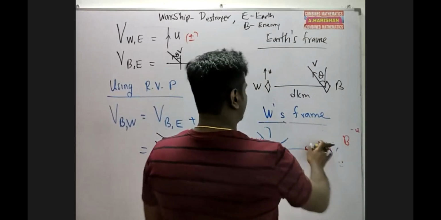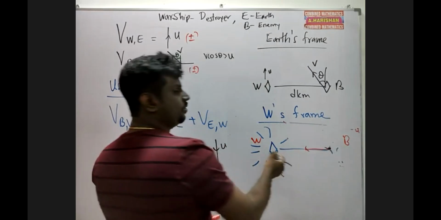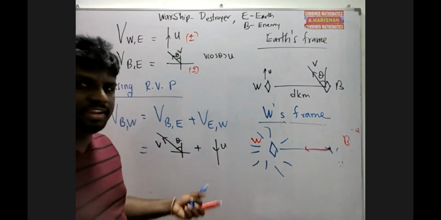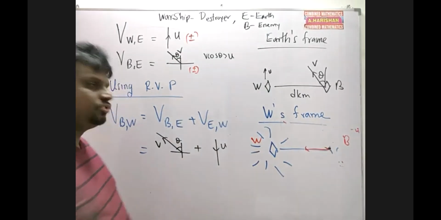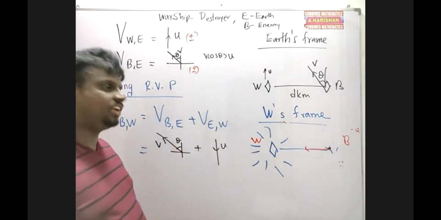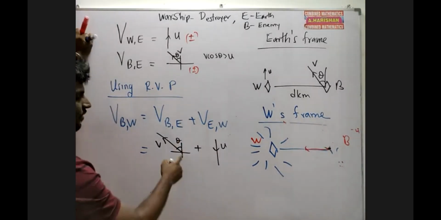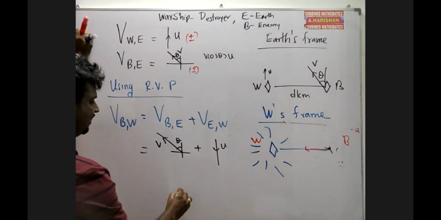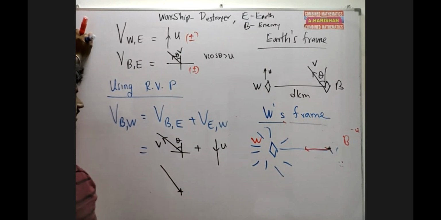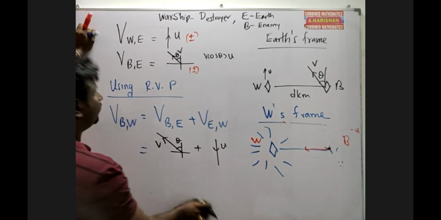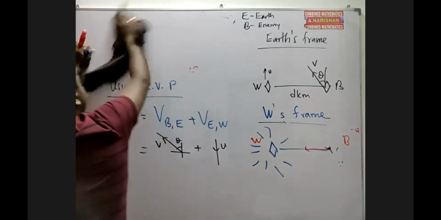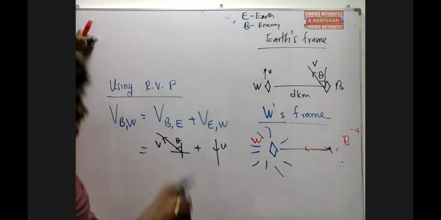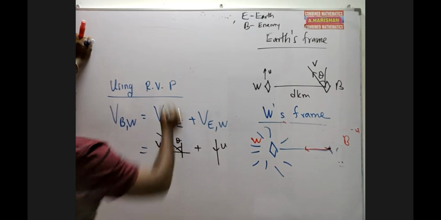Still I don't know the velocity of B according to W, so from here only I have to find it. Then you have to draw this velocity triangle. How to draw the velocity triangle? First we have to start with this. I can erase this, now I don't need this. V cos theta greater than U, that is the only thing I need to apply. Velocity triangle, and first we have to start with this.